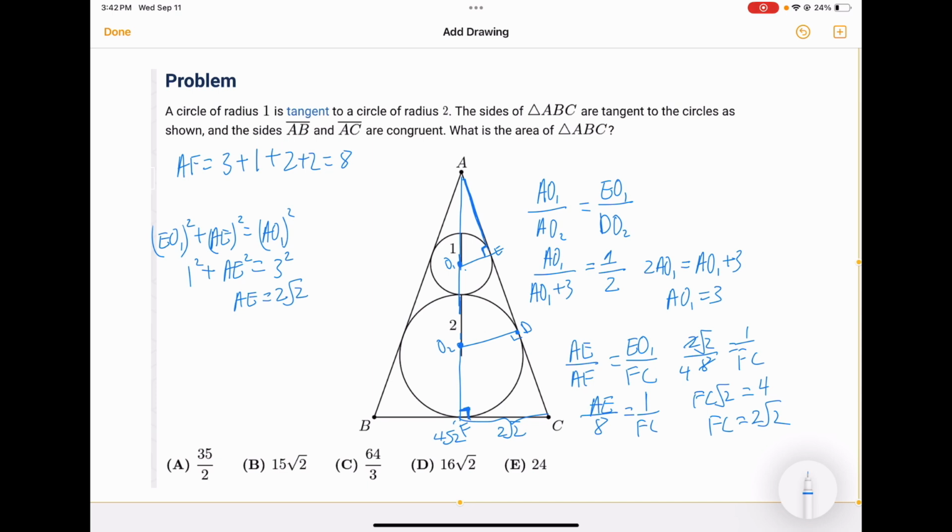Then we can just plug it into the triangle area formula, which gives us 1/2 times 4 radical 2 times 8, which is 16 radical 2. And so the answer would be D, 16 radical 2.